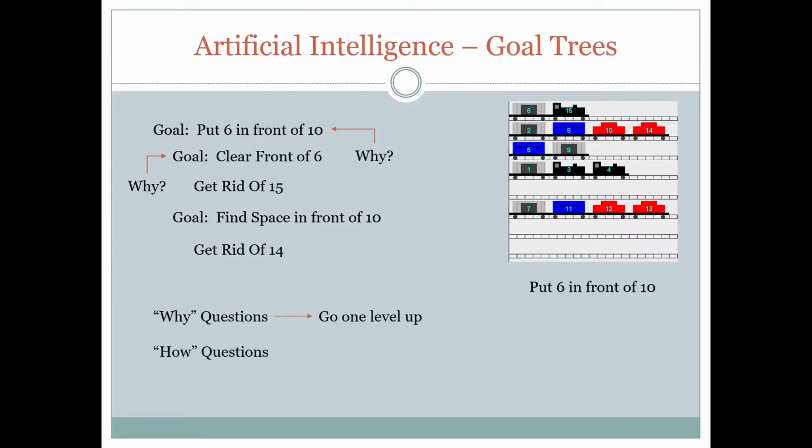Let's consider the how questions. How did we find space in front of 10? Well, what's the answer to that? The answer is that we got rid of car 14. So pause the video for a second and think about how these questions are answered. Hopefully you've seen it. If the why questions are answered by going one level up in the tree, the how questions are answered by going one level down in the tree. How did you find space in front of 10? Go down one level. I got rid of 14. How did you put 6 in front of 10? Go down one level. Well, I did two things at that level. I cleared the front of 6, and I found space in front of 10. So now let's head over to NetBeans and actually program this scenario.